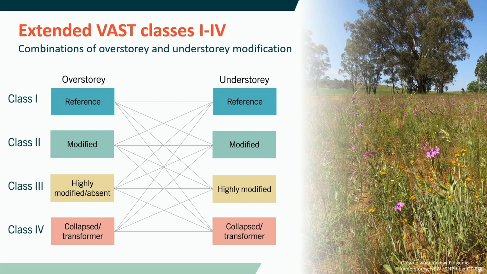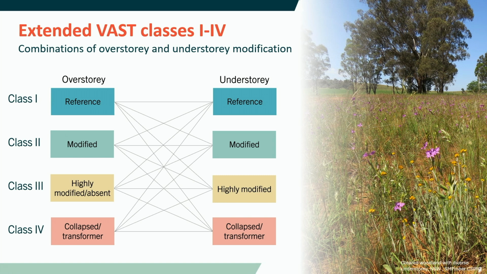In doing so, we recognised that we needed to expand the VAST framework because different vegetation strata can be modified somewhat independently than allowed in a simple linear trajectory. For example, overstory can be cut down whilst leaving understory relatively intact, like in our picture here. And similarly, overstory can remain relatively intact, while the understory is highly modified. So to accommodate these two key dimensions, we've explicitly allowed for different condition in overstory with these options on the left and understory on the right.